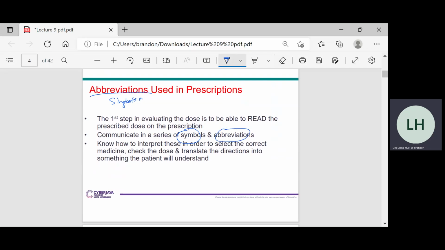So by knowing how to interpret all this in order to select the correct medicine, we need to check the dose and also to translate the direction into something that the patient will understand. So I'm sure all of you have received a label of drugs before. Okay, dalam kita punya label kita ada instruction untuk patient. Jadi itu instruction ataupun arahan daripada doktor itu akan kita menterjemahkan supaya patient kita akan memahami apakah instruction ataupun arahan daripada doktor.